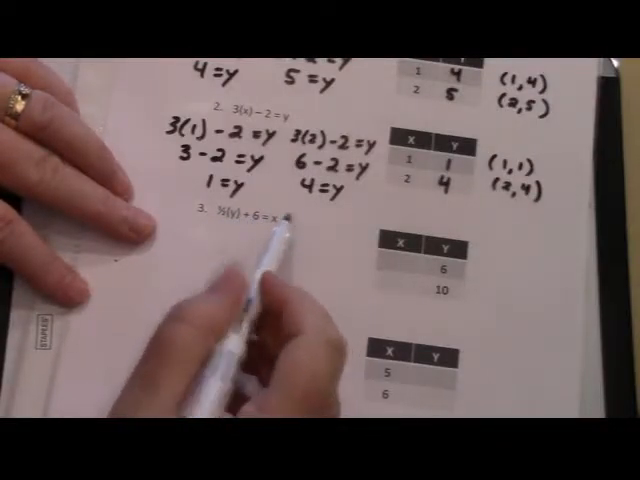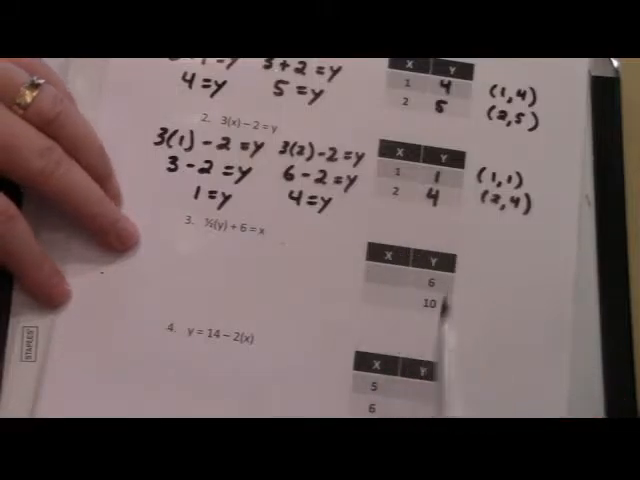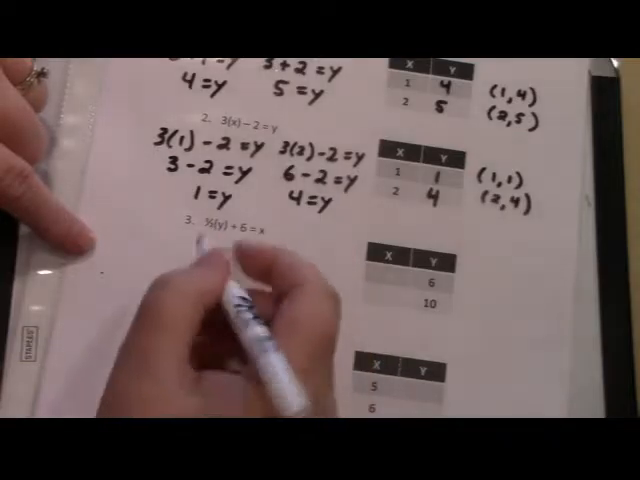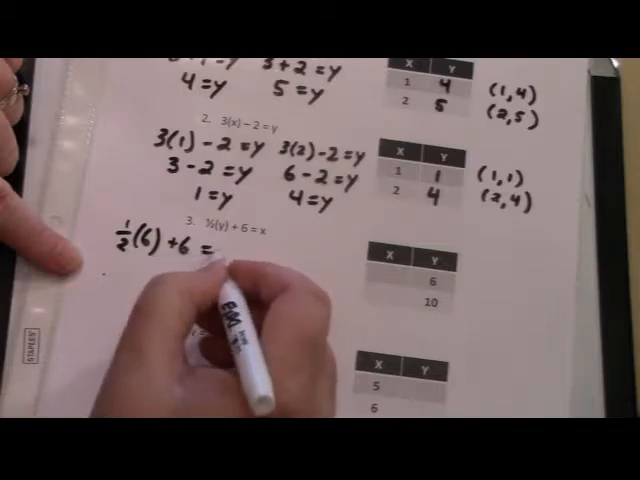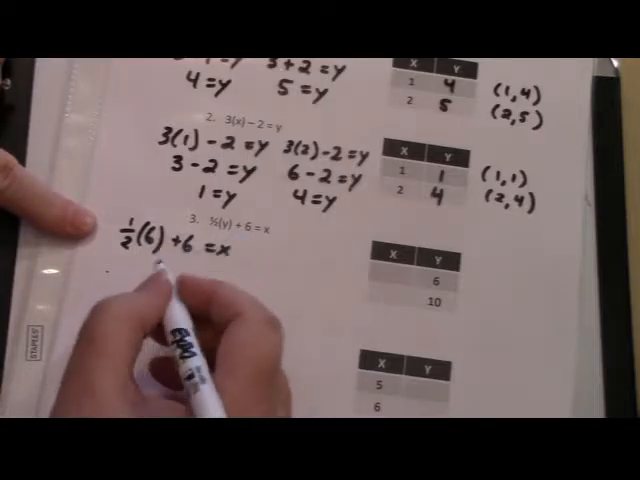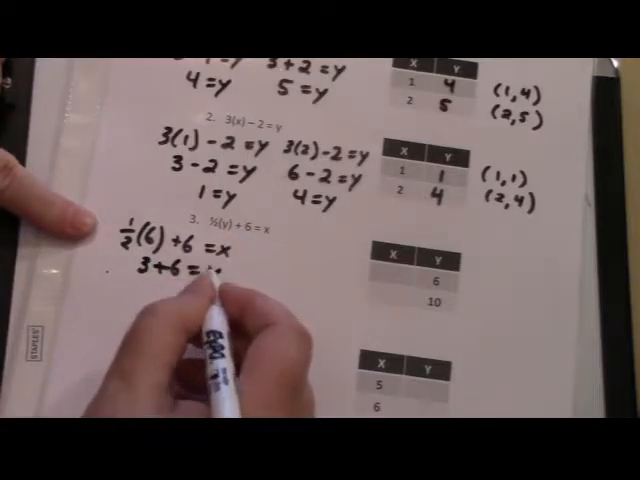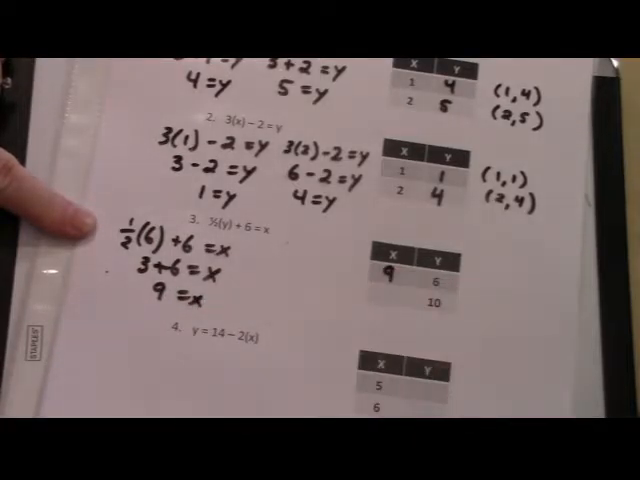Number 3, 1/2 y plus 6 equals x. Well, this time I've chosen to put values in for y to solve for x. Sometimes in equations that's going to be easier. It does not matter which one you do first. So now let's substitute 6 for y. So now we're going to say 1/2 times 6 plus 6 equals x. Well, what is 1/2 times 6? Half of 6 is 3. 3 plus 6 equals x. 3 plus 6 is 9. So when y is 6, x is going to be 9.